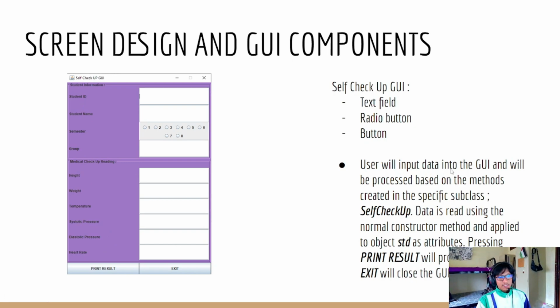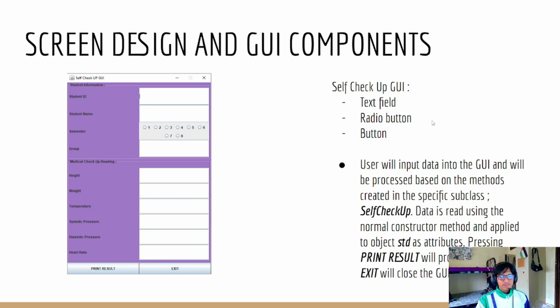The user will input data into the GUI and it will be processed based on the methods created in the specific subclass, which is self-checkup. Data is read using the normal constructor method and applied to object std as attributes. Pressing print result will produce output, while exit will close the GUI. This is the print result and this is the exit button.